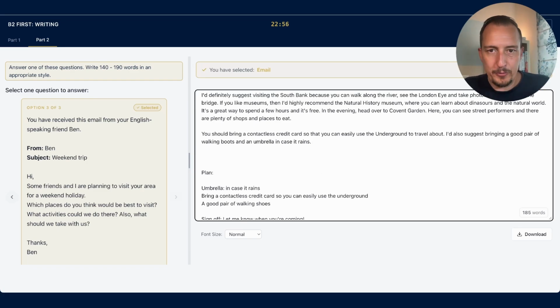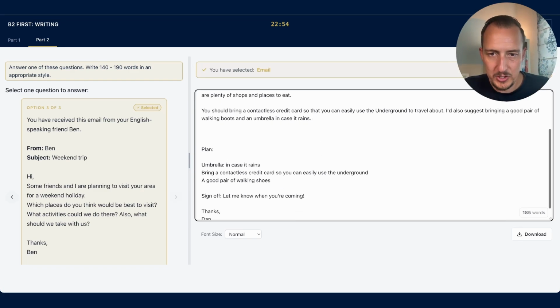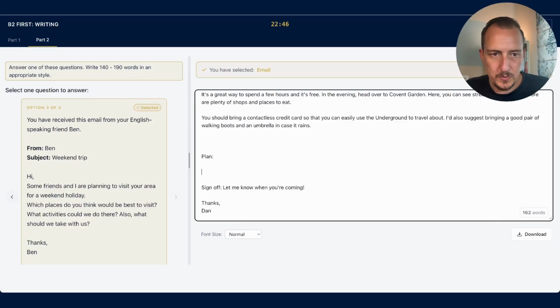Okay, we'll read back through this again, but we just want to make sure we've covered everything in our plan, which we have. Umbrella, yep. Contactless credit card, good pair of walking shoes. We said boots. I said boots, sorry. So that could be boots or shoes. Either one is no problem. And the sign off, great.